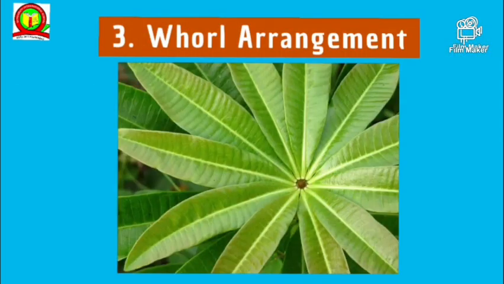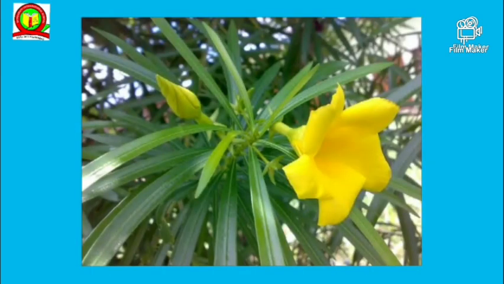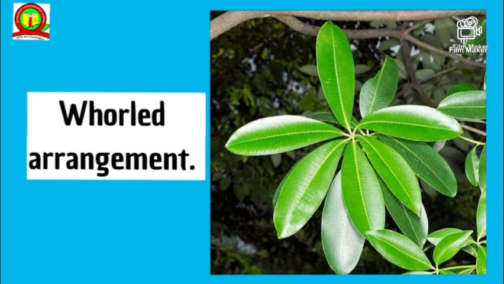The third arrangement is whorled arrangement of leaves. More than two leaves arise at each node and are arranged in a whorl or circle. For example, in the asparagus and oleander leaves.